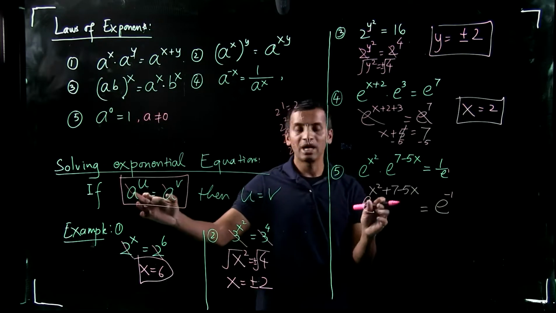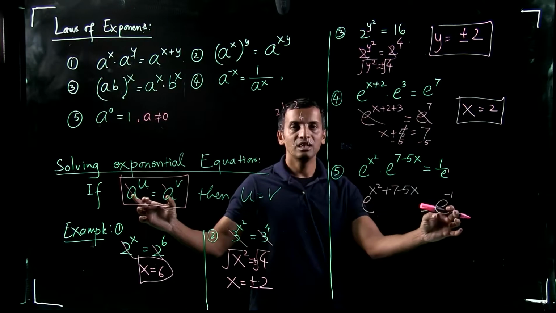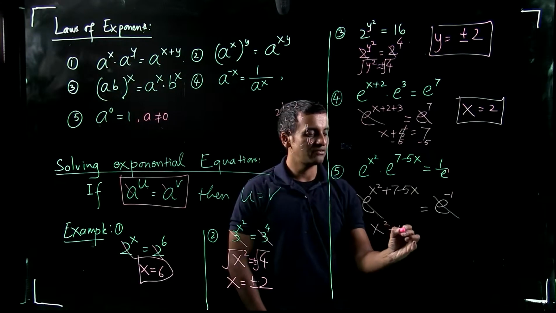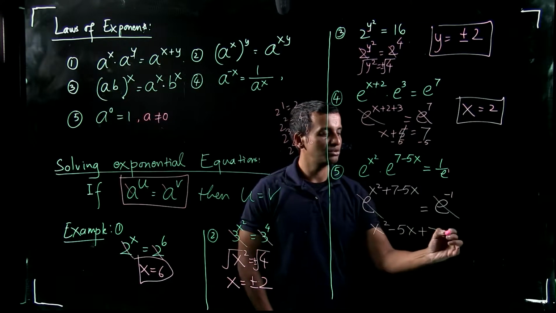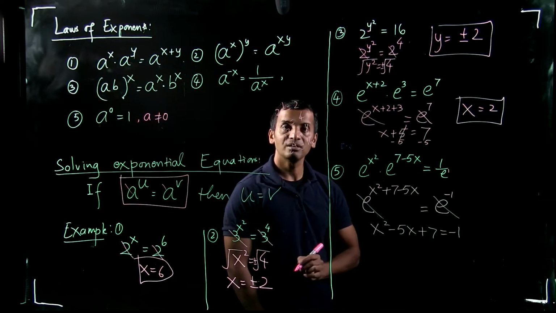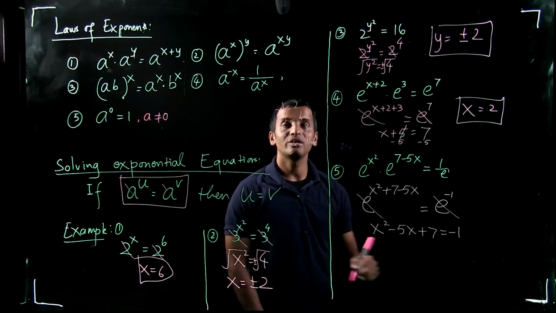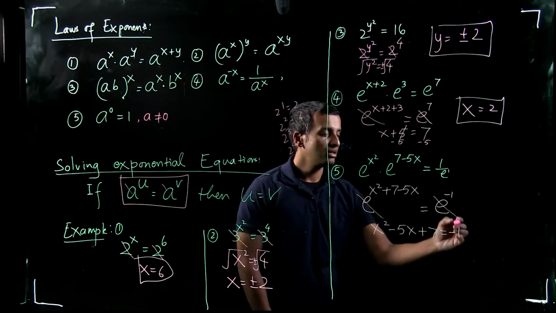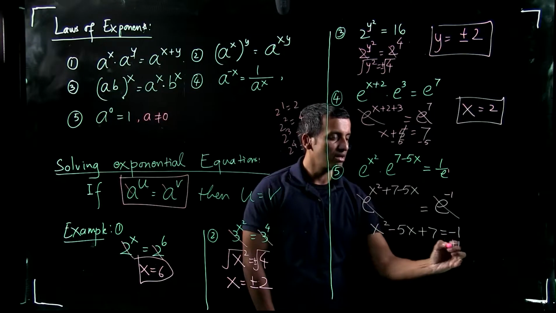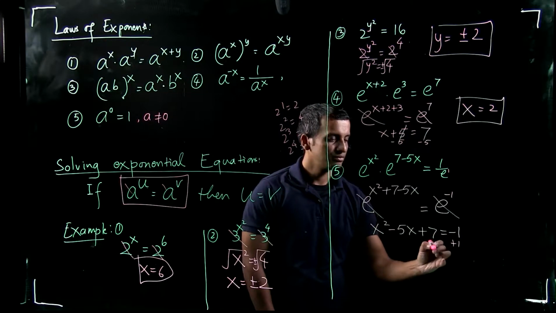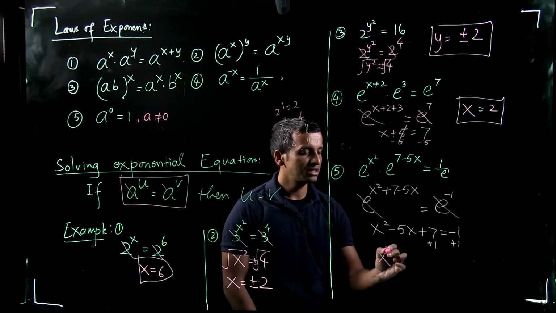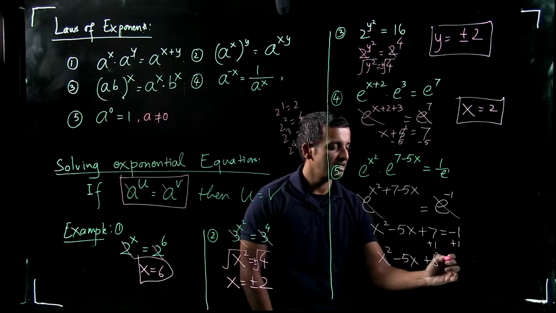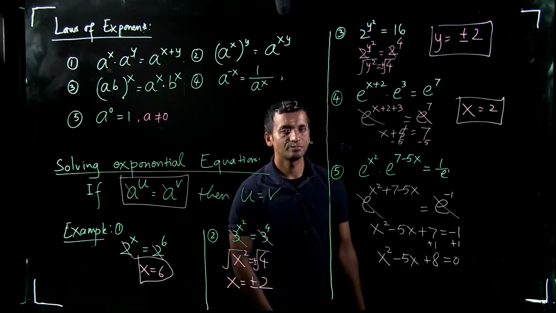Now you have this form, right? There is a single base e on the left, a single base e on the right, so you can cancel those. What do you get? You get x squared minus 5x plus 7 equals negative 1. Make sense? Now how do I solve? This is a quadratic equation, right? So to solve a quadratic equation, what you do is make the right hand side 0, add 1 on both sides. So what do you get? You get x squared, correct, and then minus 5x plus 8 equals 0.